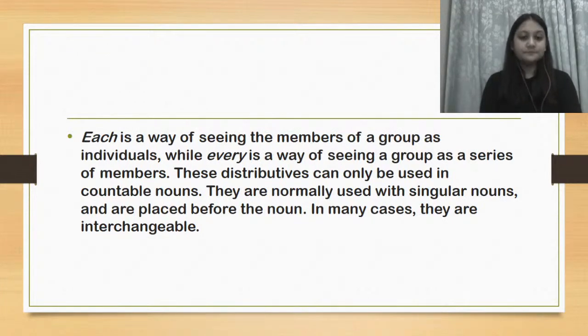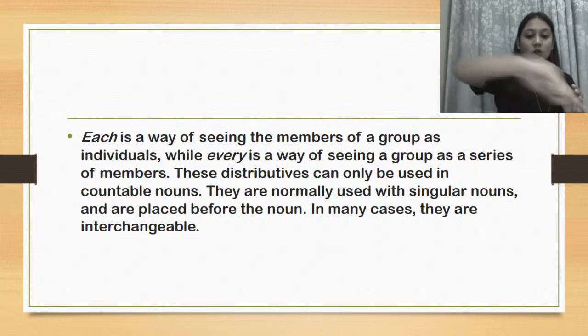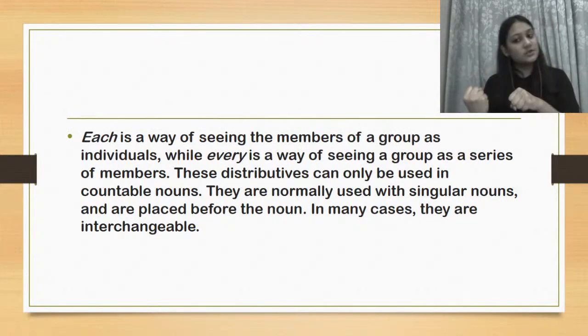Next, we have each. It is a way of seeing the members of a group as individuals, right? So when we use each, we are saying that we are looking at the members of a group as individuals. For example, there's a group, for example, the UN. You all know about the United Nations, right? So there we are talking about the UN as the organization. But when we talk about each country, we are taking each as an individual. So from the group, we have picked out an individual.